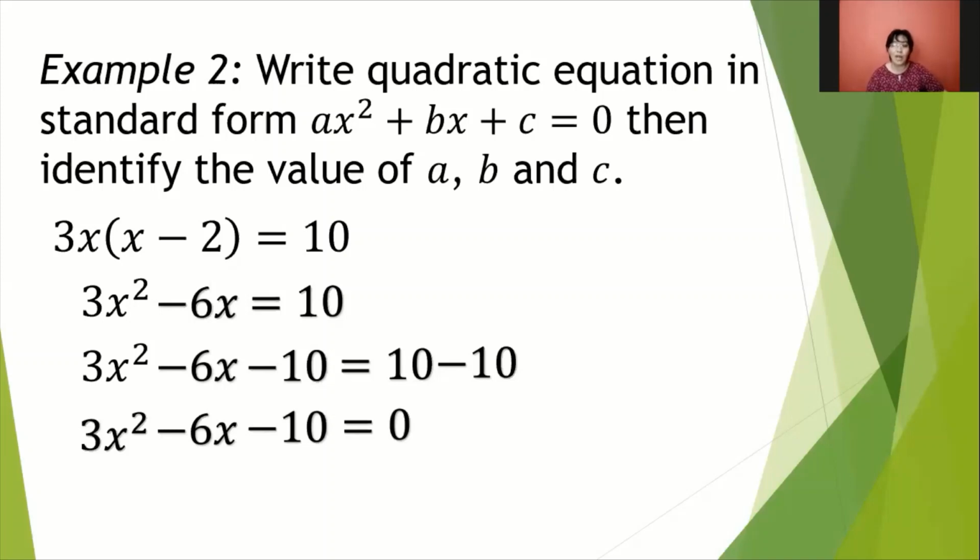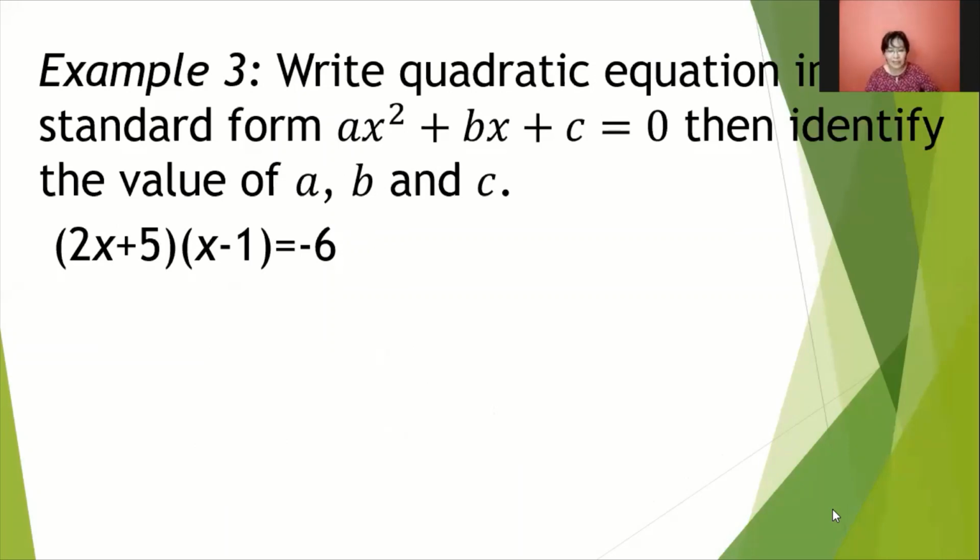Again, you have to apply the distributive property and the addition property in this kind of equation. Do not forget, the value of a is 3, the value of b is negative 6, and the value of c is negative 10. Okay, another example. Now, example number 3. The same holds true with number 2. Write the quadratic equation in standard form, ax squared plus bx plus c is equal to 0. Then identify the values of a, b, and c.